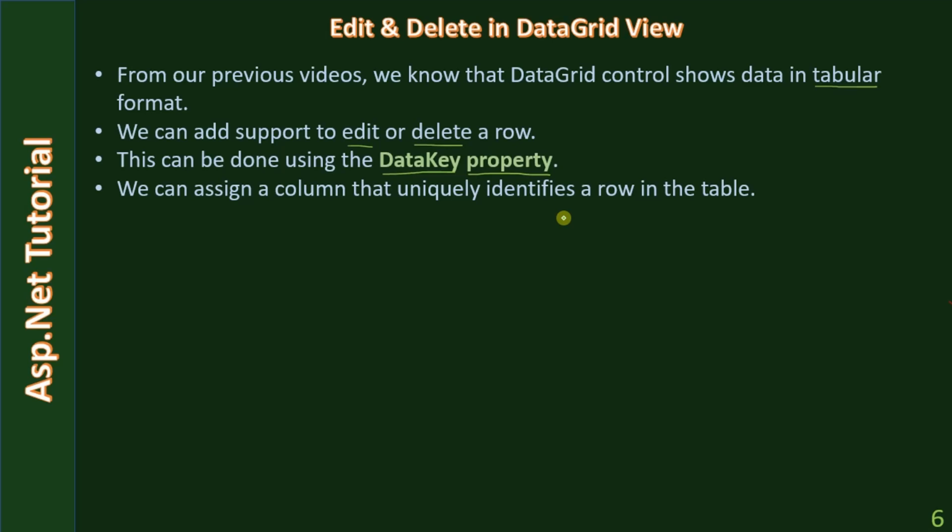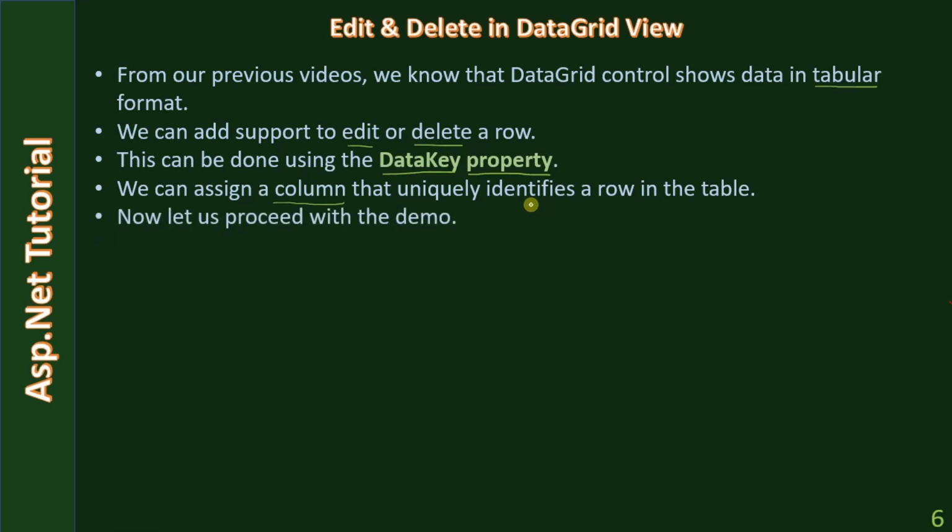We can assign a column that uniquely identifies a row in a table. So here we are talking about assigning a column, right? That column is what is called the DataKey column. And when you are picking the column, you have to make sure that the column uniquely identifies a row in the table.